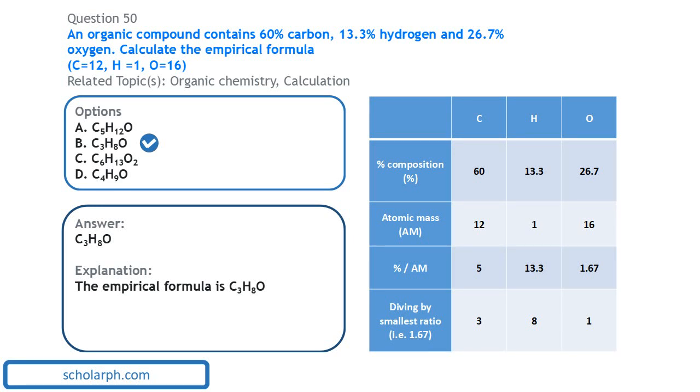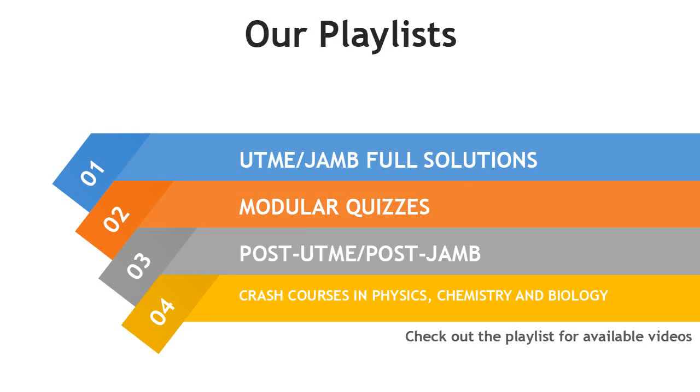The next thing we are going to do is divide by the smallest ratio, which is 1.67. If we divide by 1.67, 5 divided by 1.67 will give us approximately 3. 13.3 divided by 1.67 will give us approximately 8. 1.67 divided by 1.67 will give us 1. So that means we are going to have 3 carbon, 8 hydrogen, and 1 oxygen. So the empirical formula for this compound that has this percentage composition is going to be C3H8O.